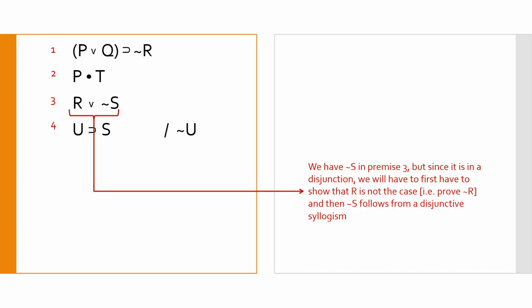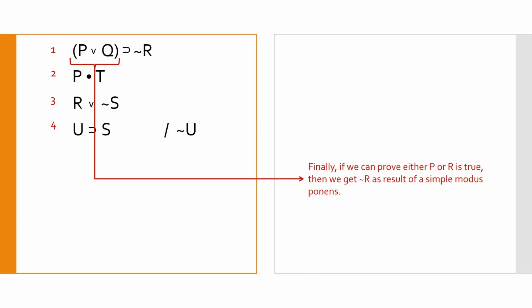In a disjunction, what we would have to do is first prove that the other term is not true, and then the other one would have to be true. So what we're going to have to do is show that R is not the case, that is, prove not R somehow, and then from this we can use the rule of a disjunctive syllogism to show that necessarily not S is true. And then this allows us to run through our modus tollens.